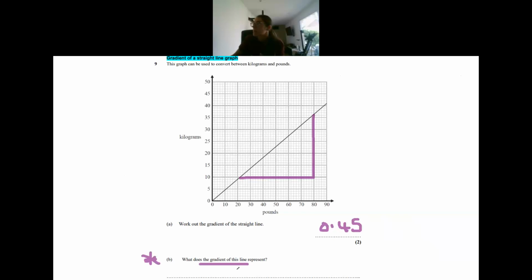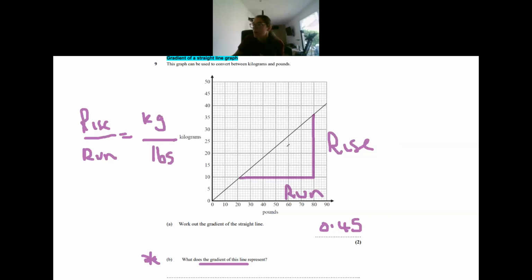So interpret the gradient. If I'm doing the rise over the run, you look at your units. So rise divided by run is kilograms divided by pounds. So my 0.5 actually means 0.5 kilograms per pound. Even if you just wrote kilogram per pound, that's shorthand for pounds, you would get the mark for that. So just bear that in mind. Rise over run, just sub it in for the y and the x axes. So that means 0.45 kilograms for every 1 pound. That's your conversion.